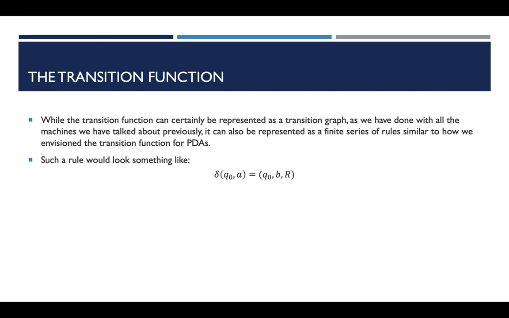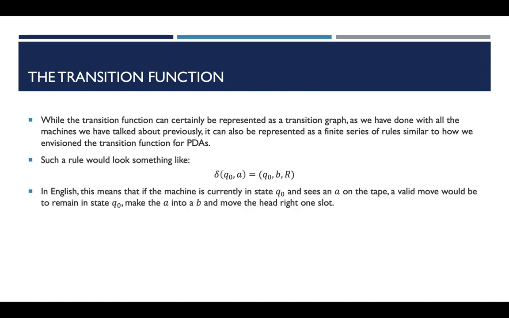If you look at this mathematical representation of such a rule, in English it is saying that I am currently in state Q0, and I see an A underneath the read-write head. One of the legal things that I can do is remain in state Q0, replace that A with a B, and then move the read-write head to the right 1 slot. So this makes sense. It's very clear what you can and cannot do. If you have a huge list of rules, you can quickly search through them and determine what's a legal move and what's not.